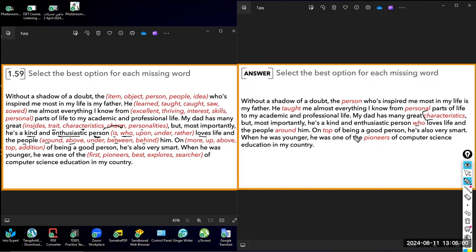Now, on top of being a good person, notice here I have more, and I have up, above, top, and addition. Keep in mind that I cannot use the preposition on with more, or on up, or on above. I can't use the preposition on with these words. So even if you want to say addition, you have to say in addition. So addition takes the preposition in, but not on.